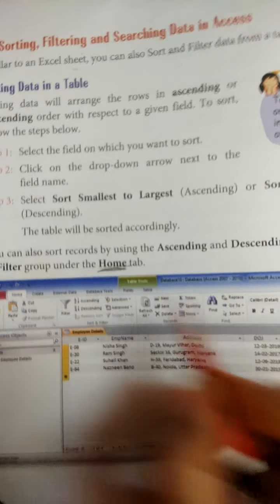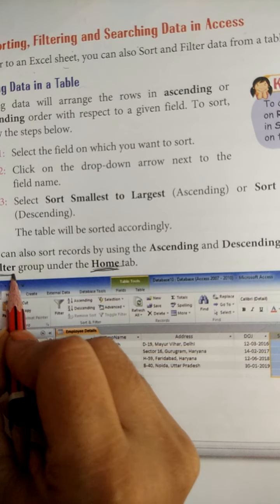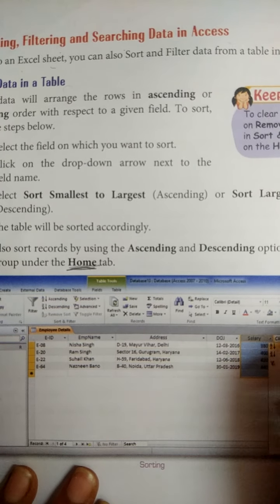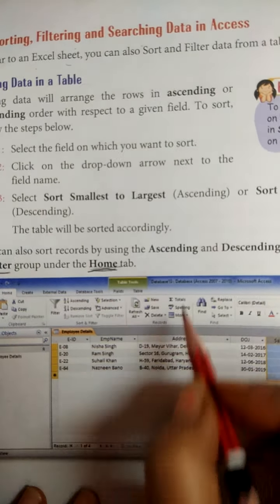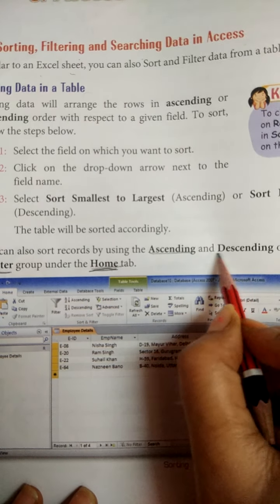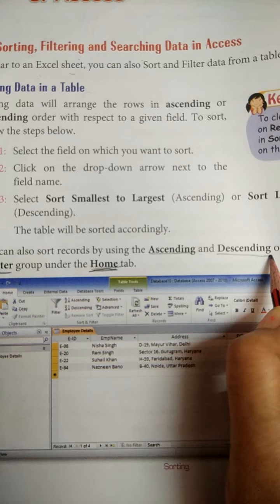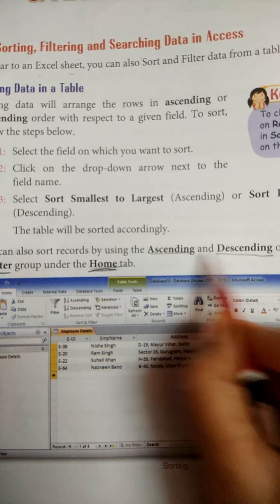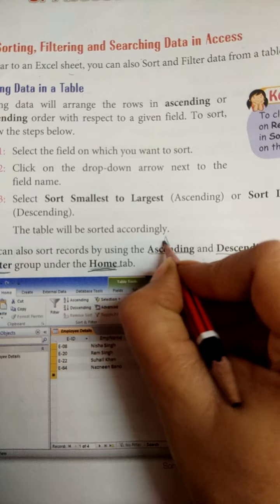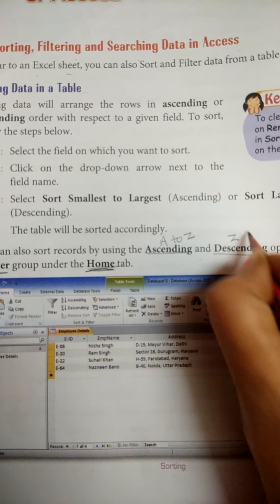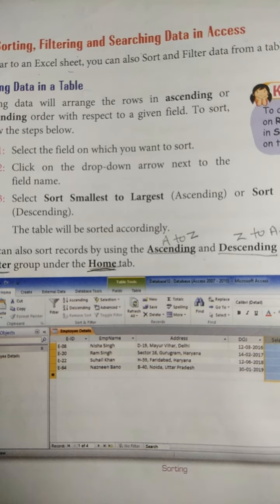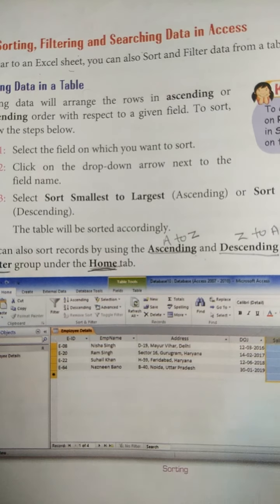So first of all, you should understand how we can open this option. First of all, you have to go to the Home tab. Students, you can underline. If the steps come to write, you can directly write like this. Go to Home tab, then click on the Sort and Filter group. You can see Sort and Filter is written, sort is there. Then you can click on ascending or descending to sort the table. Clear? Both options are there. Ascending means A to Z and descending means Z to A. This you have to keep in mind.